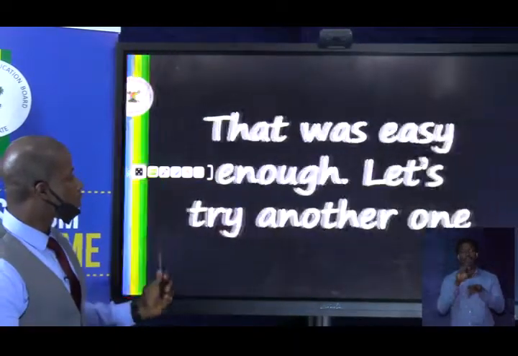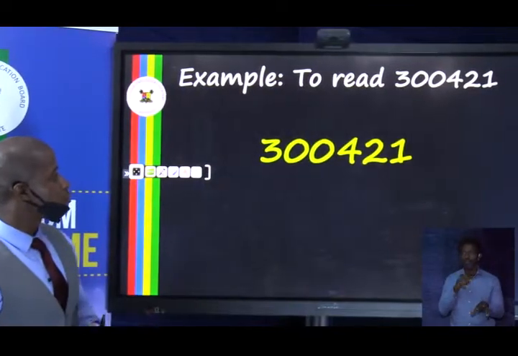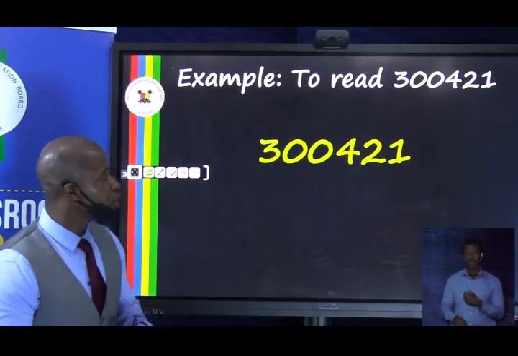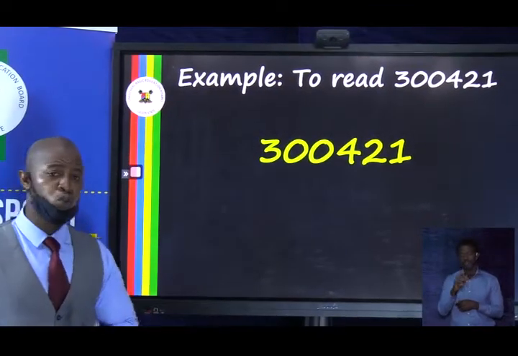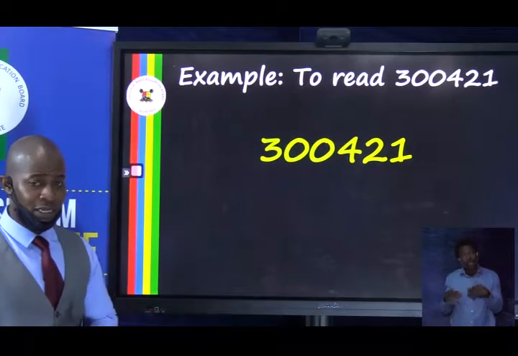That was easy. Let's look at another one. Now this one has about 1, 2, 3, 4, 5, 6 digits. You have 300,421. How do we read this number?